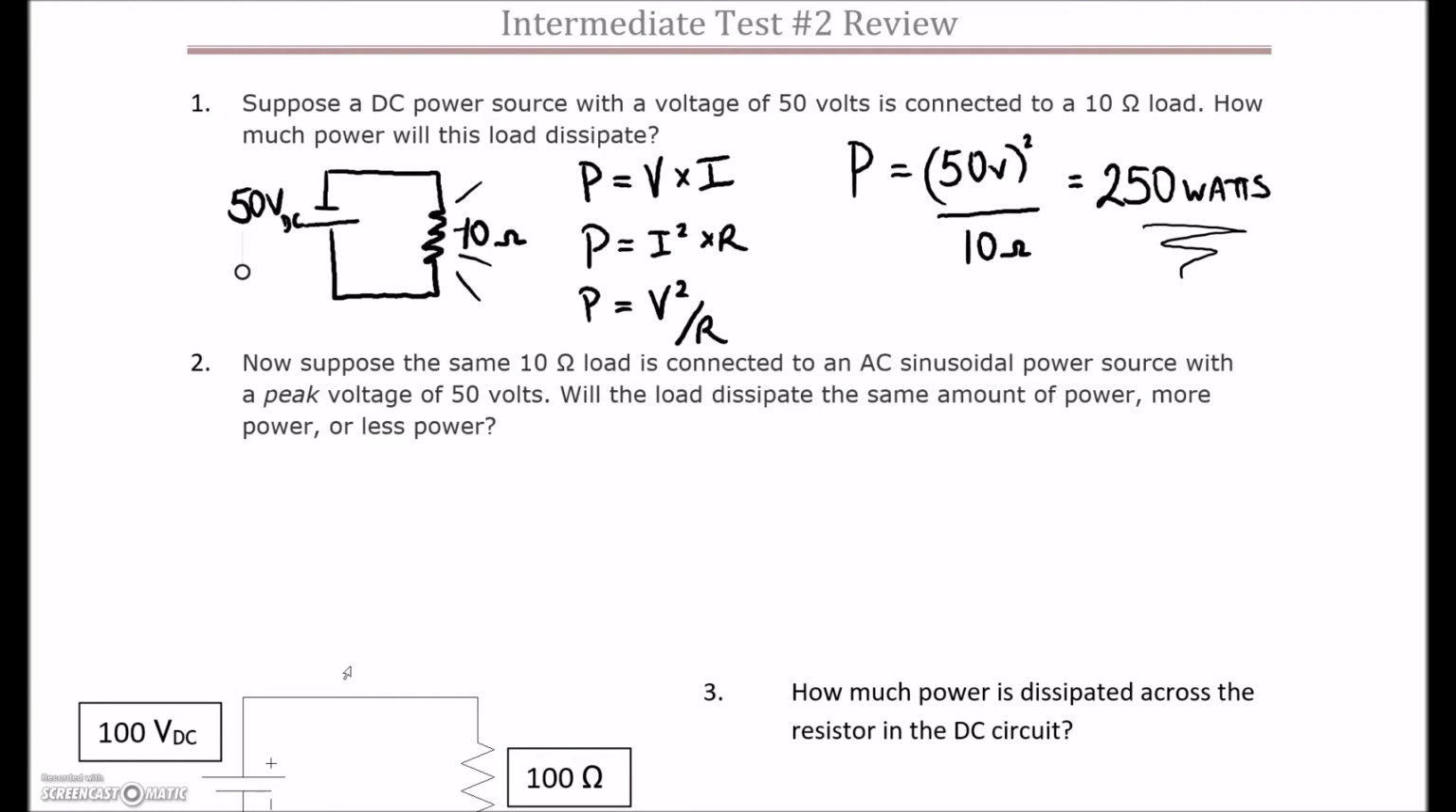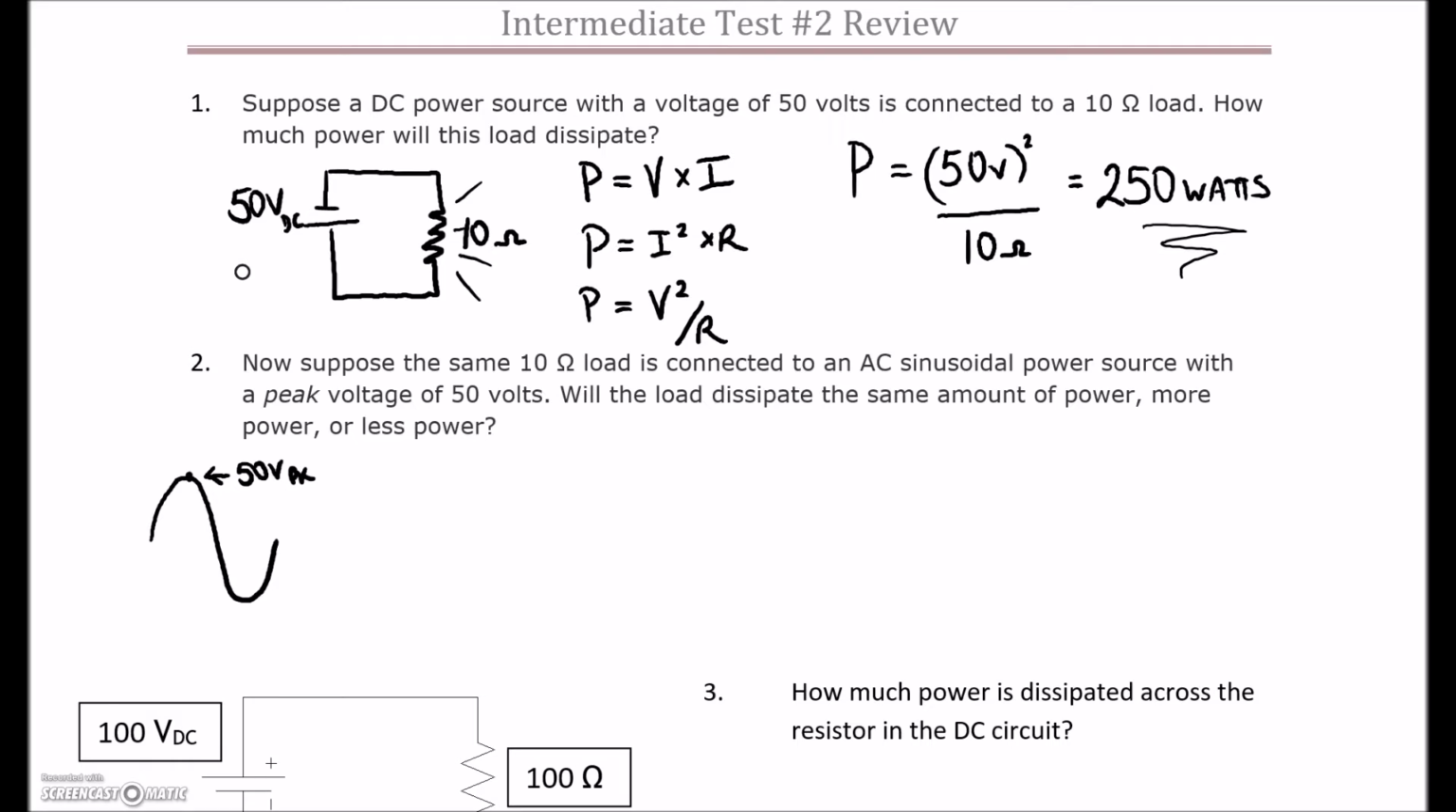We're now going into a peak voltage, meaning that we're having AC voltage with a peak voltage of 50 volts. So we've got this as our source. We've got a peak voltage of 50 volts peak, and we want to know whether it's going to dissipate the same amount of power, more power, or less power. Well, we know that the peak voltage is only there for a couple of milliseconds, then it's gone, right? It's the RMS that's doing the work. So in order to use any of these equations up here, voltage times current, I squared times R, V squared over R, we need to use the RMS voltage.